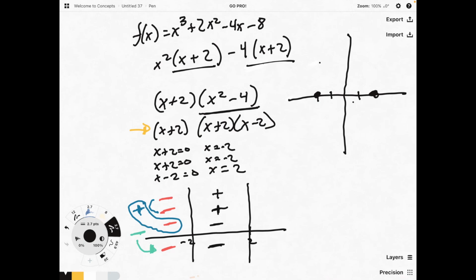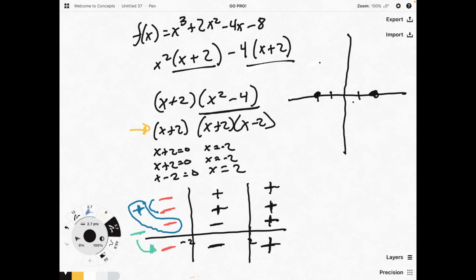Looking to the right of 2, now we're going to choose any value that's greater than 2, so let's choose 3. If we choose 3 and use x plus 2, substituting in the 3 for the x, we're going to get 3 plus 2, and that's 5, and that's positive. If we take 3 plus 2 again for the second x plus 2, again, that's going to be positive. And then lastly, we have 3 minus 2, which is going to be 1, and that is also positive. So we know that a positive times a positive times a positive is going to give us a positive overall direction.